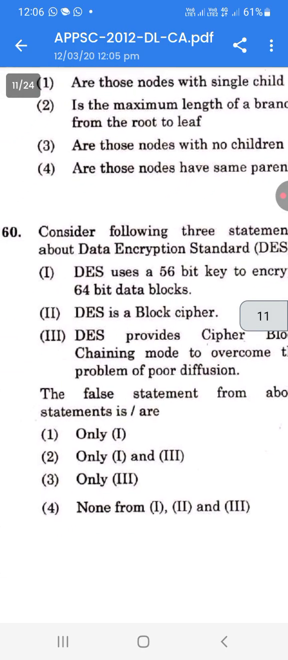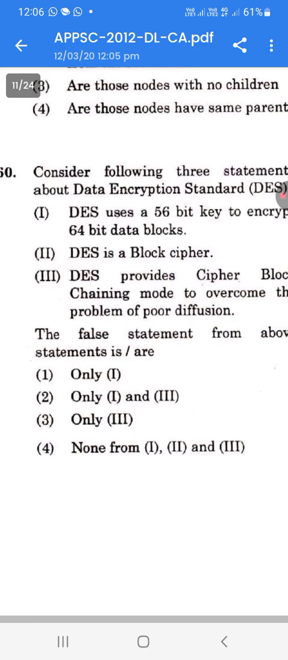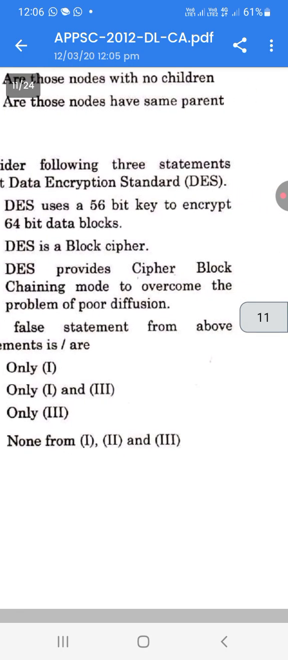Consider following 3 statements about data encryption standard. Only 3. DES provides cipher block chaining mode to overcome the problem of poor diffusion.